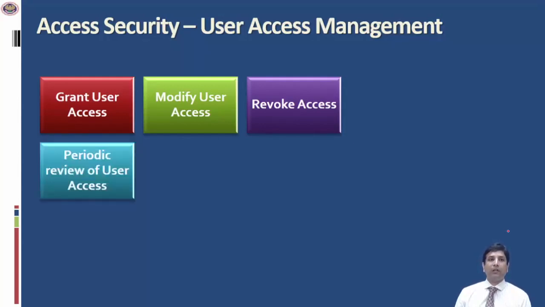Another important activity within user access management is the periodic review of user access. Periodic review involves taking a list of all the user access and their roles within the application, the operating system, and the database. That is basically all the layers of the IT environment, and looking at whether the user access is commensurate with the job responsibilities of that user. So this kind of review is done by an independent person.